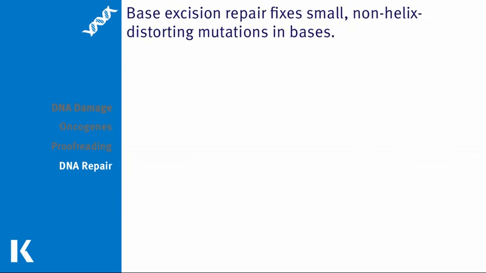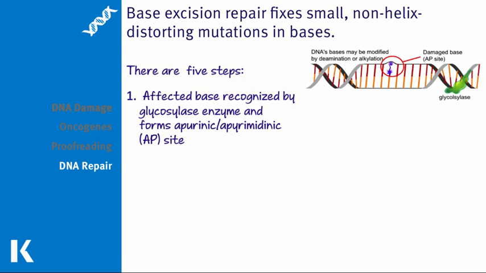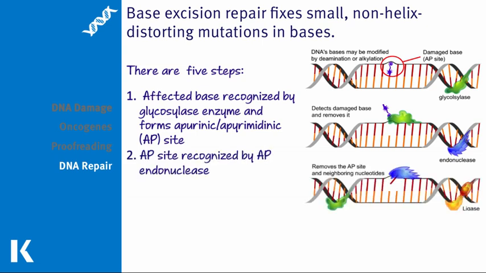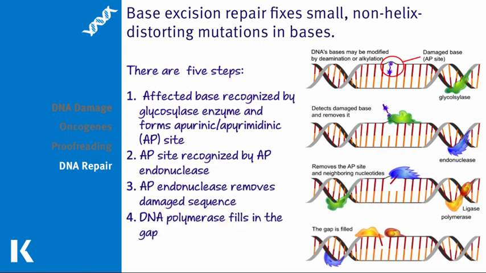The last major type of repair to be concerned about on the MCAT is base excision repair, which occurs when the phosphate and ribose sugar in a nucleotide are fine, so the helix can still form properly, but the nitrogenous base has been damaged. Like nucleotide excision, base excision has 5 steps. The first is the recognition of the damaged base. A glycosylase enzyme finds it and cuts it out, leaving an apurinic or apyrimidinic site. AP endonuclease finds the AP section and removes it. The final 2 steps, which you can probably predict by now, are DNA polymerase filling the gap and DNA ligase closing the gap.